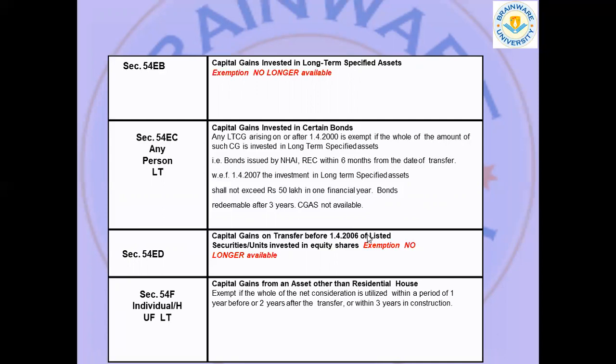The actual capital gain, number one. Number two, the amount you are investing in these bonds. Whichever is less, you will get the exemption. 54ED is not applicable for you.